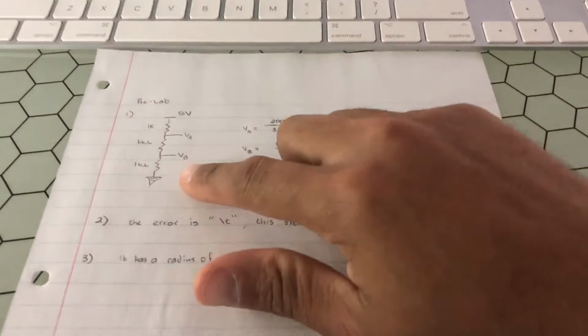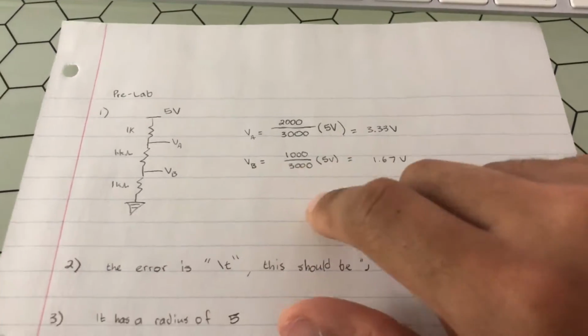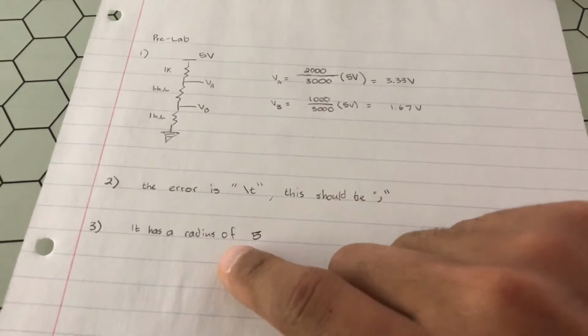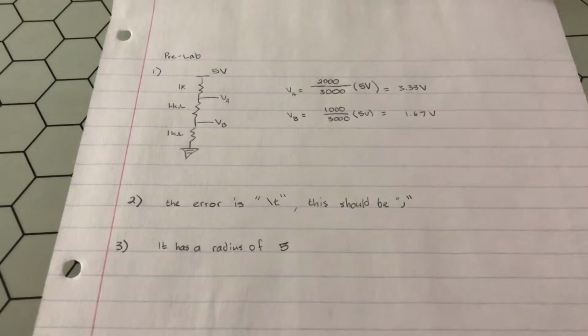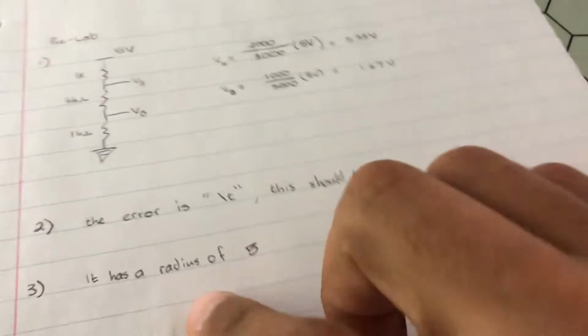So these are my pre-lab answers. You can see I did a voltage divider equation to figure out the voltages. The issue with that code that was given to us was this \t. That was causing everything to be deleted and not show up.